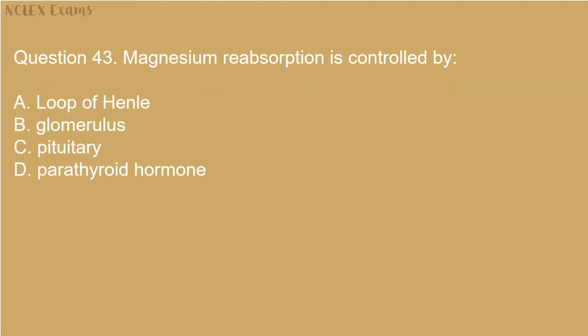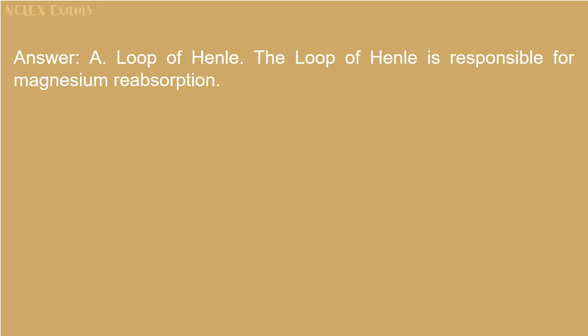Question 43. Magnesium reabsorption is controlled by A. Loop of Henle. B. Glomerulus. C. Pituitary. D. Parathyroid hormone. Answer A. Loop of Henle. The loop of Henle is responsible for magnesium reabsorption.